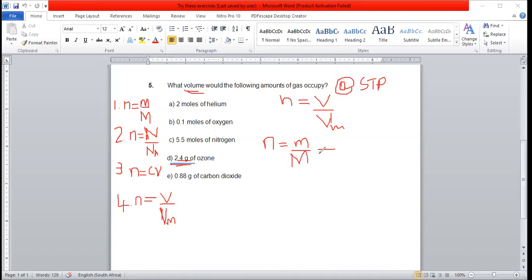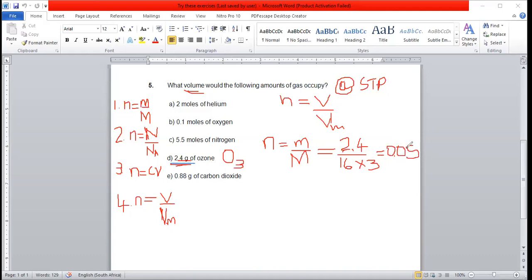The mass given there is 2,4 over ozone. What is the formula for ozone? O3. Oxygen is O2 and ozone is O3, right? So the molar mass for ozone is going to be 16 times 3, which gives 48. So 2,4 divided by 48. What's the answer? 0,05. So I'm going to get 0,05.